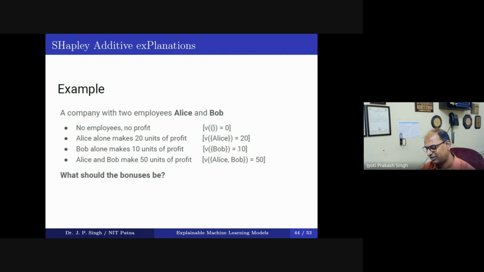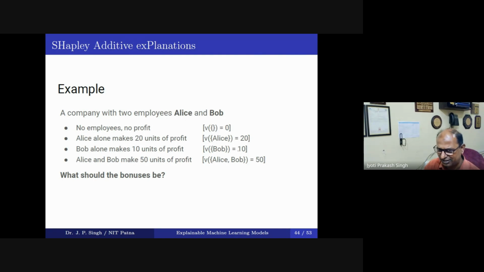There are two people, say Alice and Bob, and they are hired by a company. And now the company wants to find out what is the contribution of Alice and what is the contribution of Bob. So how to do this? One simple example I am showing here is, if no employee was hired, the company made no profit. So no employee, no profit. So value was 0. Then the company hired Alice alone, and the company found that they get a profit of 20 units. So you can say the value of addition of Alice is 20.